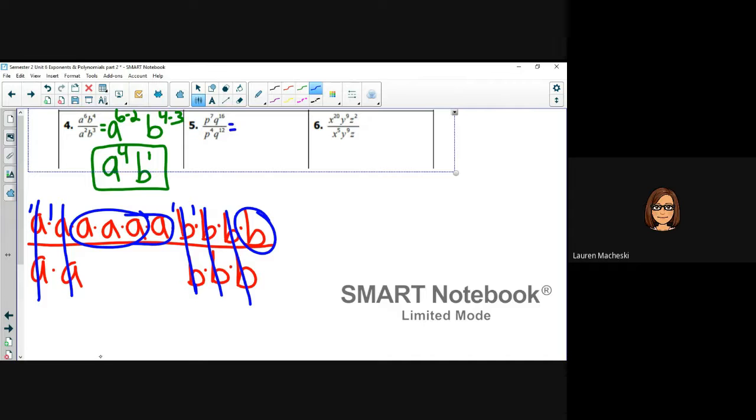All right, p's with p's, q's with q's. So 7 minus 4 gives me p to the 3rd. q to the 16 minus 12 gives me q to the 4th.